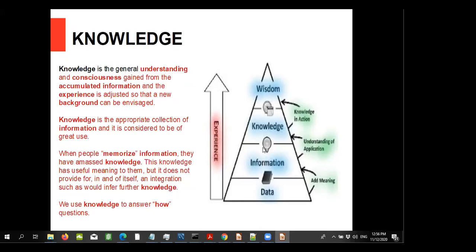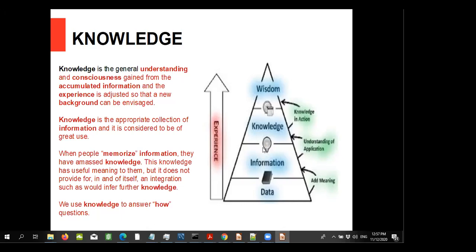Okay, so knowledge. Knowledge is the general understanding gained from accumulated information or experience. We've talked about it, so that a new background can be envisaged. When we go through things in life, we are adding to a database that is stored in our minds. A database in your mind. So when you claim that you're building an AI system, remember, we are the intelligence. Let's forget about the artificial and talk about intelligence. If you are building an intelligent system, does it have a place where it stores past knowledge or knowledge it gains from now? Store it so that it will use it.